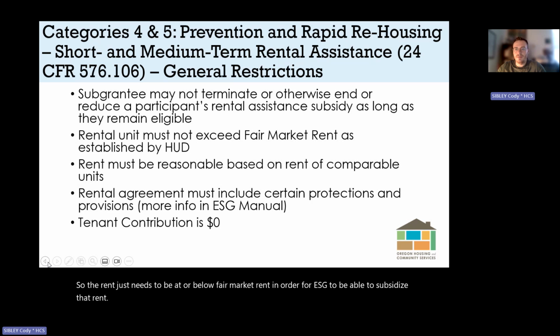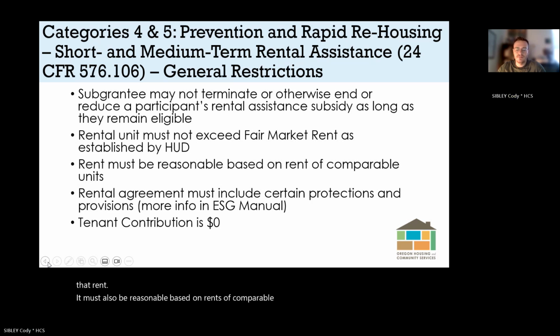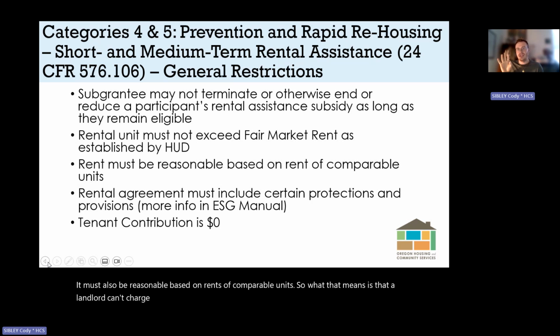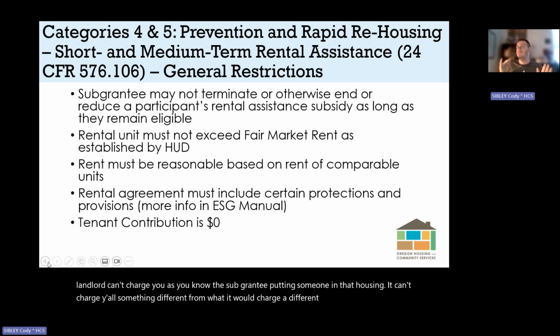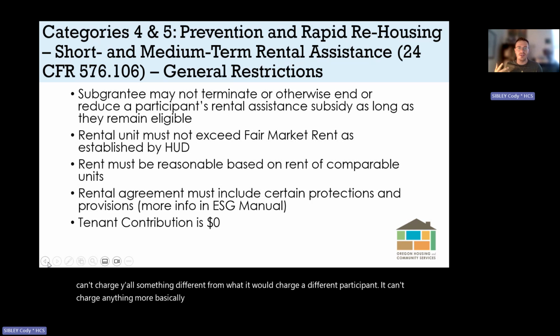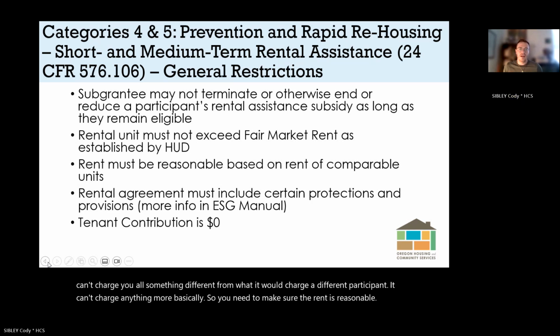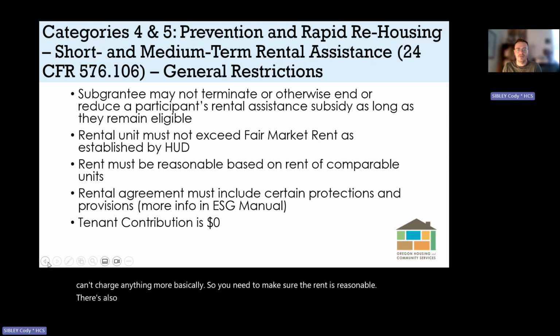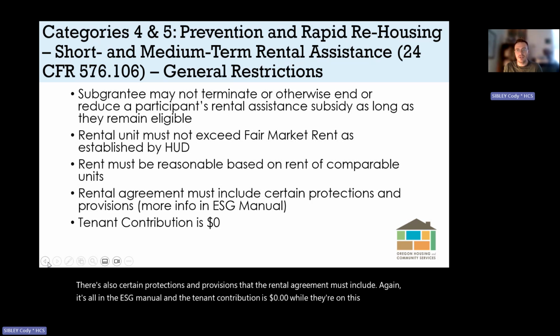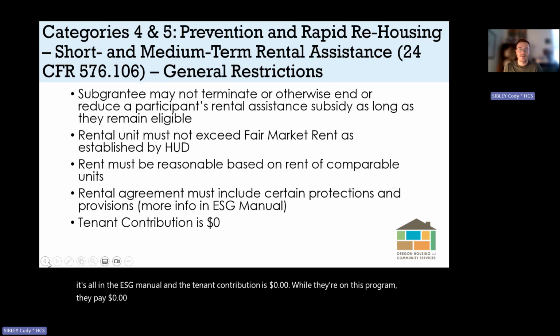It must also be reasonable based on rents of comparable units. What that means is that a landlord can't charge you, the subgrantee putting someone in that housing, something different from what it would charge a different participant. It can't charge anything more, basically. So you need to make sure the rent's reasonable. There are also certain protections and provisions that the rental agreement must include. Again, it's all in the ESG manual. And the tenant contribution is $0. While they're on this program, they pay $0 toward rental assistance.